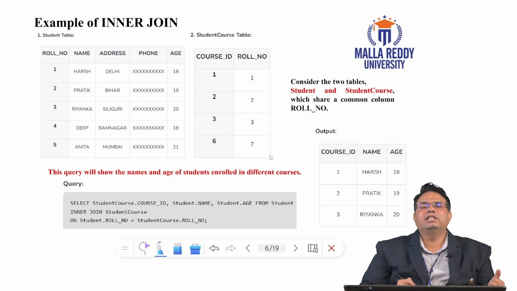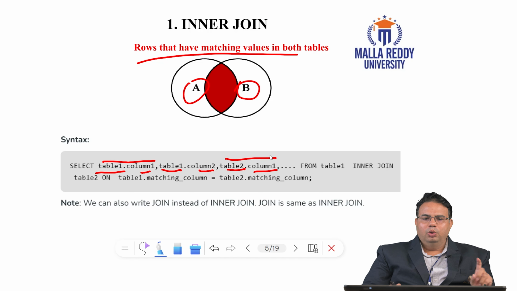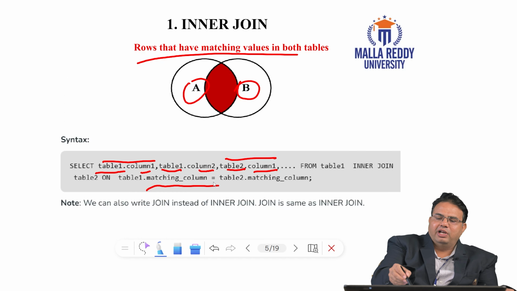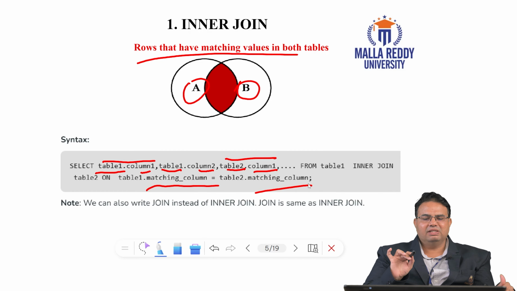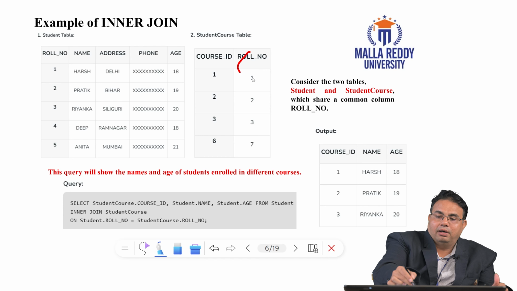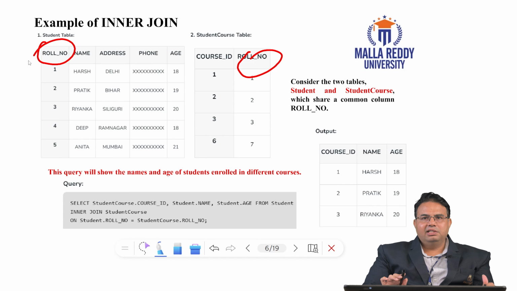Okay. Next. So this is the example of inner join. I just told you about table A and table B, right? In the same way, I have here two tables. One is the student table, another is the student course table. In the student table, you have roll number, name, address, phone, age. And in the student course table, course ID and roll number. I told you that as per syntax, you should have a matching column. Without a matching column, without any condition specification, there is no combination of these two tables. So what is the common column in these two tables, student table and student course table? Roll number. So roll number is the matching column in these two tables.